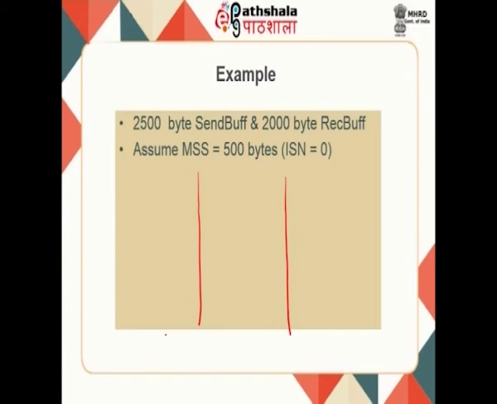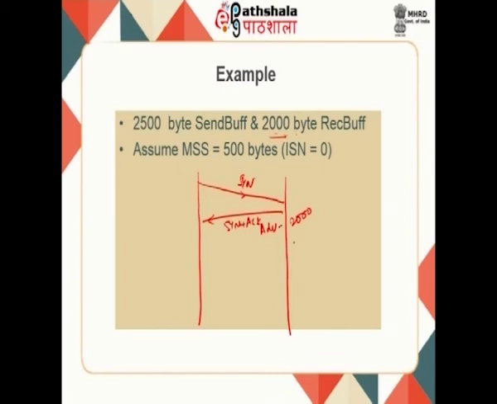So, look at what we have. Initially 2500 bytes is the send buffer, 2000 bytes is the receive buffer. Initially, I will first send out a SYN packet, in response to which I will get a SYN plus ACK from the other side. When I receive the SYN plus ACK, I will also receive the advertised window. The advertised window here will be 2000 bytes, because the entire 2000 bytes is free on the receiver side. So, now up to 2000 bytes can be sent from here.